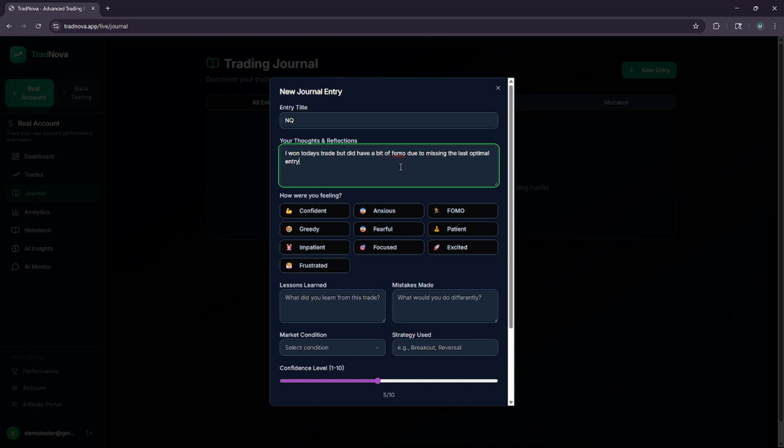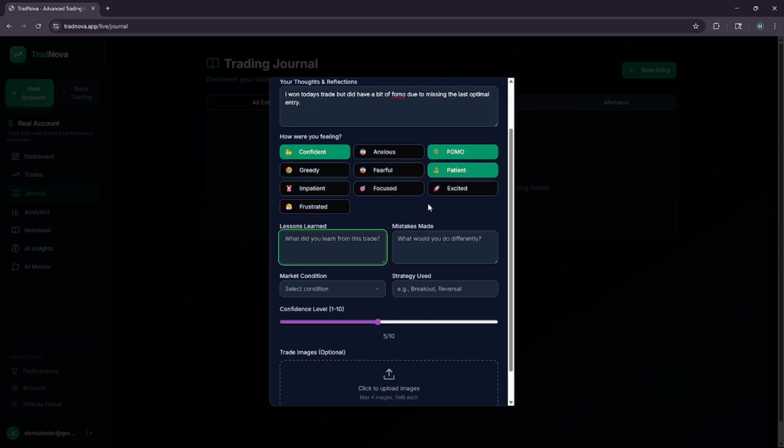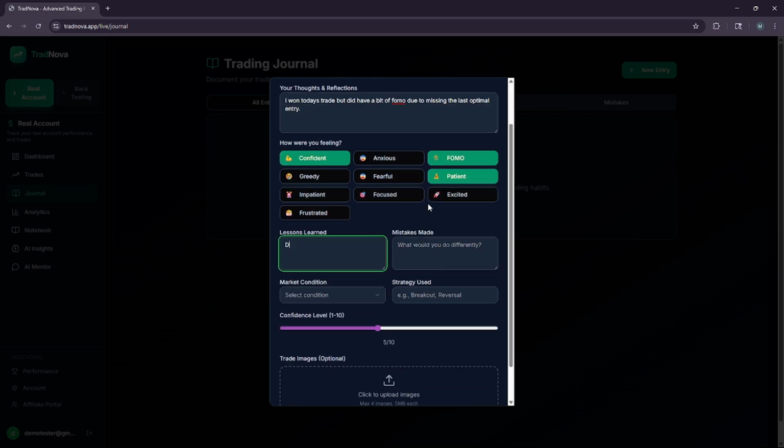Alright, let's just say that's it. I was feeling confident. I had a bit of FOMO, but I was patient enough to wait for the next setup. And lessons learned. I might have won the trade, but there's always a lesson learned. So say just don't let FOMO get you, and that's exactly what I did.